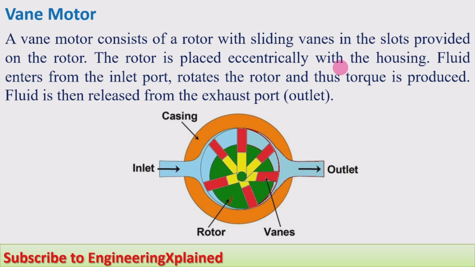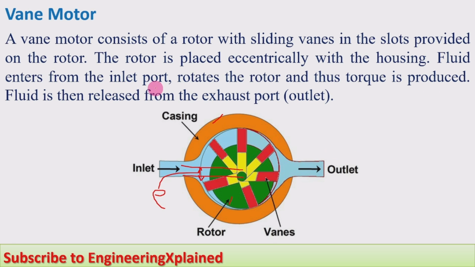The rotor is placed eccentrically within the housing. This rotor is not concentric with the housing. The outside housing or casing is there, and the rotor inside is somewhat eccentric. Its center is different from the center of the casing, and that we call eccentricity. We already discussed this eccentricity while discussing the vane pump, so we can refer to it here: what eccentricity is and what it causes. With eccentricity, the maximum fluid flow takes place, and therefore that causes more rotation of the vane motor.